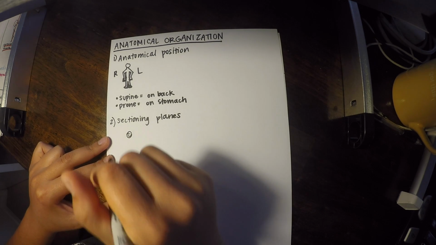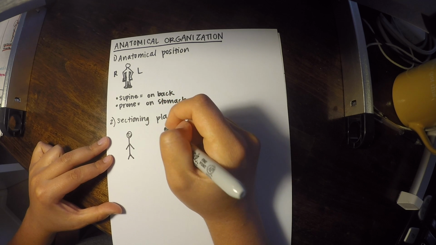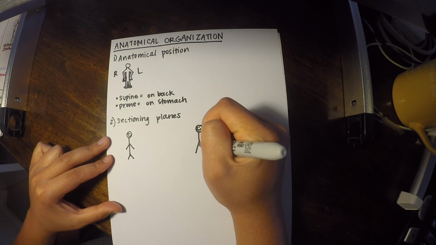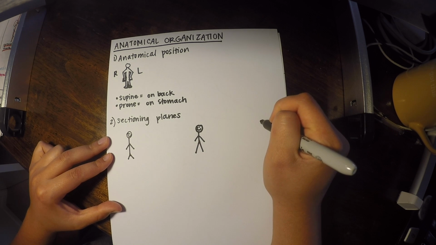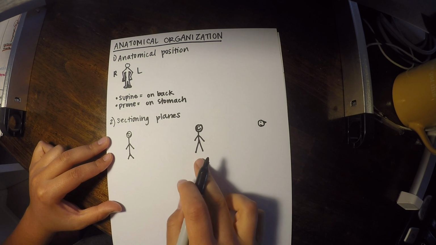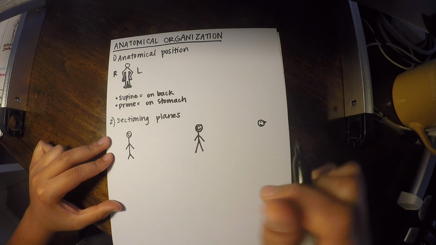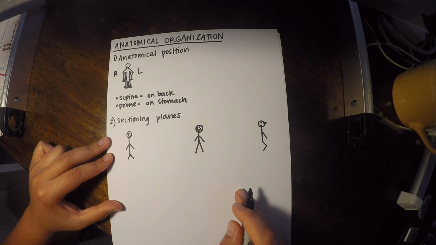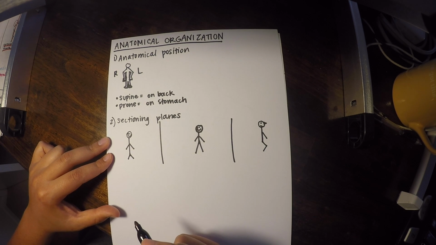I'm going to make him smiling because he's happy. Oops. I made the legs really long on this one and really short on that one. That was not intentional. But basically we're looking at a front view of someone right here, and then we're looking at a side view of someone right there. Okay, so that's the difference between these things. I'm just going to draw a line to separate. So these are our 3 different planes.